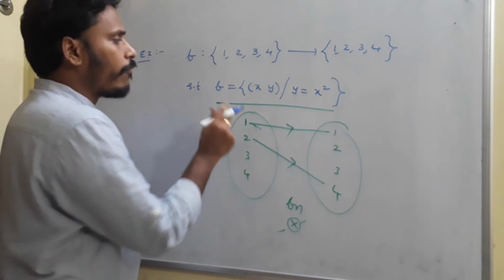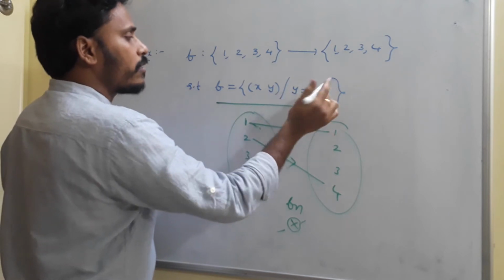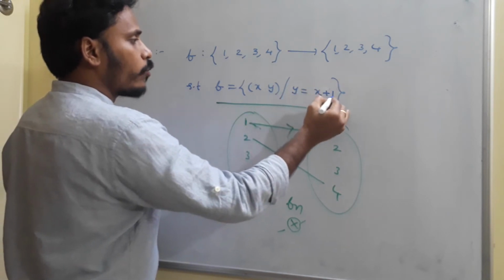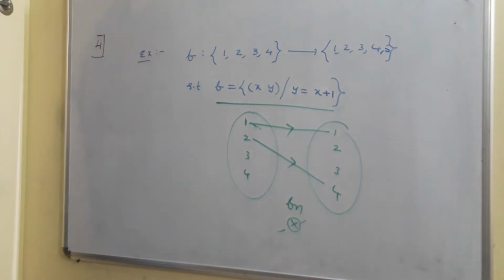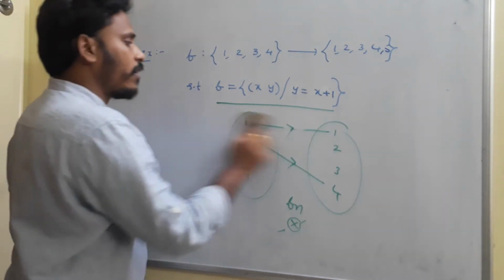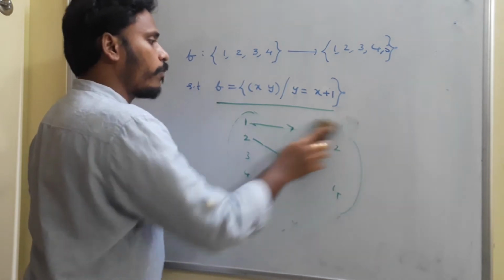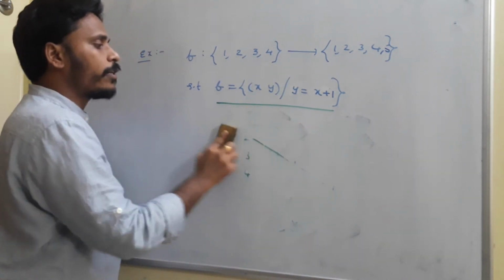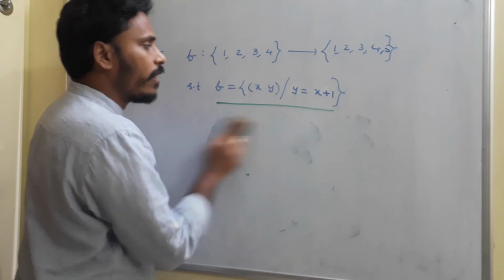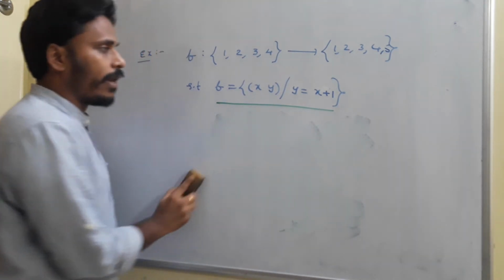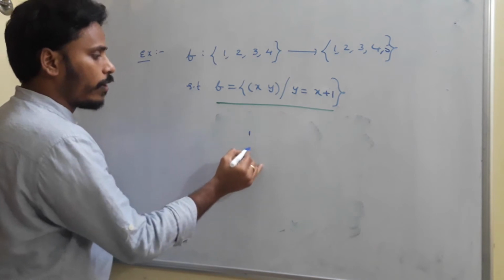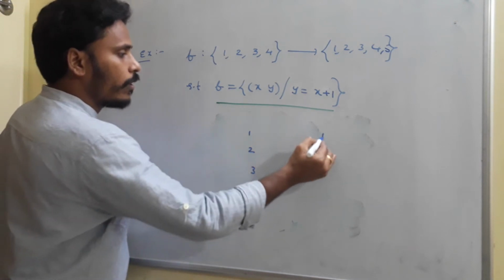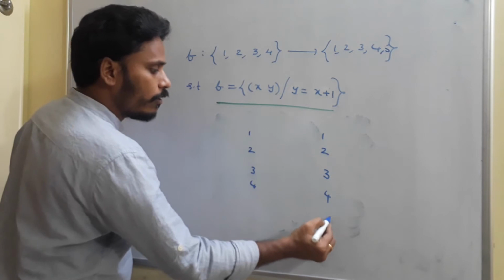If f is equal to the set of (x, y) such that y is equal to x plus 1, and I will take another element 5 also in the second set. So now I have a function from the first set having the elements 1, 2, 3, 4 to the second set having the elements 1, 2, 3, 4, 5 with the relation f, the ordered pair (x, y) such that y is equal to x plus 1. So first set 1, 2, 3, 4. Second set 1, 2, 3, 4, 5.